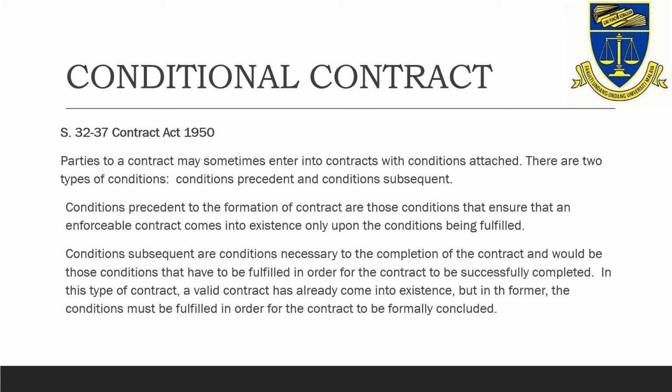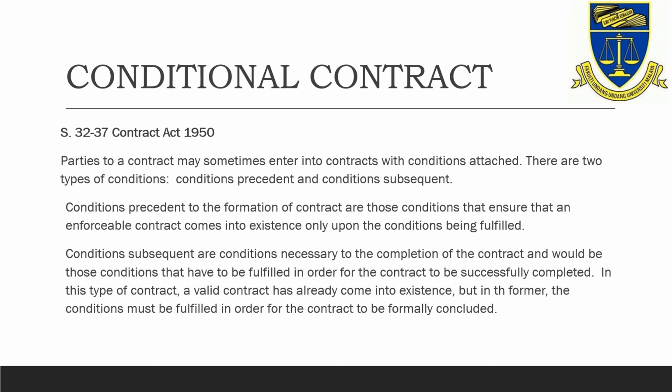For conditional contract, the provisions that are important are sections 32 to 37 of the Contracts Act 1950. Parties to a contract may sometimes enter into contracts with conditions attached. There are two types of conditions: conditions precedent and conditions subsequent. Conditions precedent are very significant, because if those conditions are not fulfilled, then the contract does not come into existence. There is no contract. So parties are not bound to comply with any of the terms in the so-called agreement.